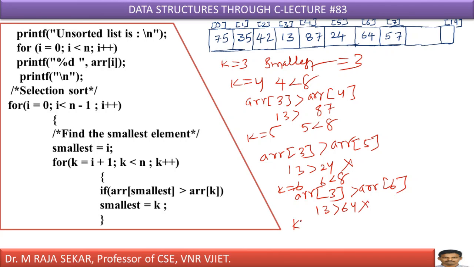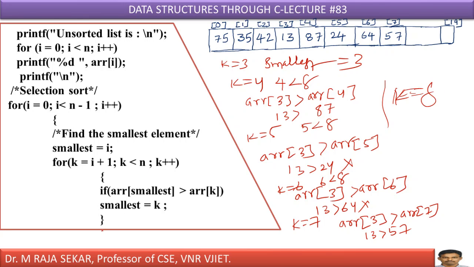K plus plus, k equal to 7. If 7 less than 8, correct. If ARR of smallest, means what? 3. ARR of 3 is greater than ARR of k, means ARR of 7. Your ARR of 3 is 13, is greater than ARR of 7, means 57. It's not true. Therefore, k plus plus means your k becomes 8. 8 less than 8, false.